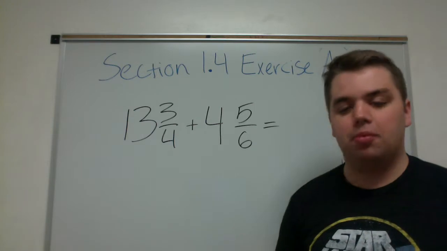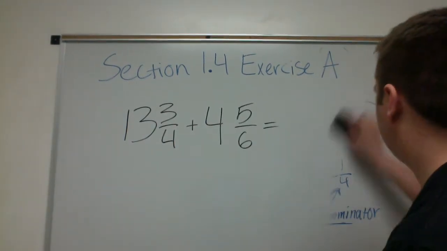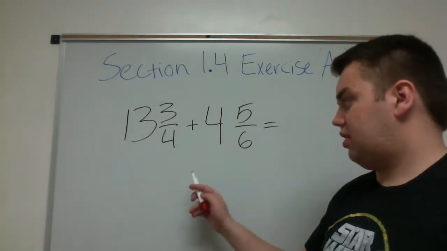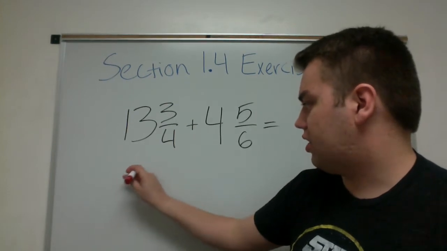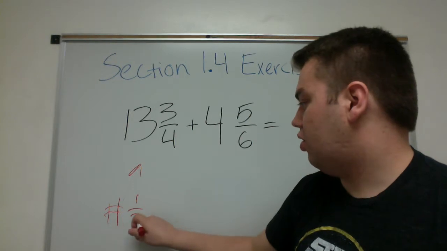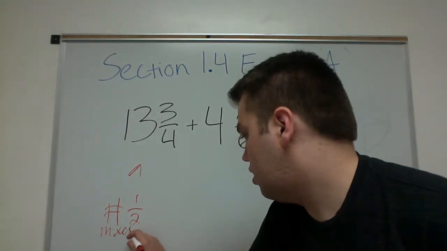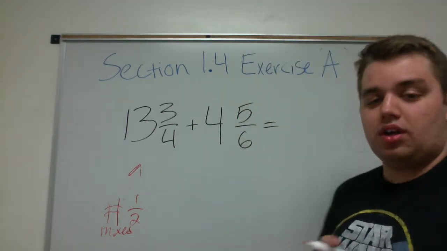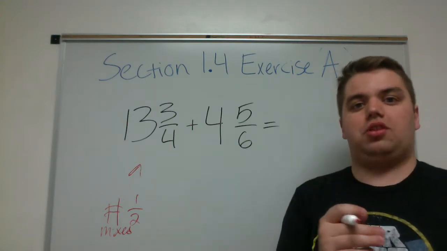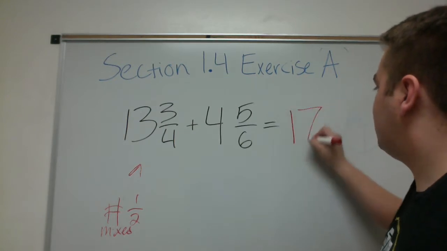I think this is problem number 18 in the book, and it's just a very basic adding problem of fractions. So first we start off, these fractions right here are called mixed fractions because they have a big number and then they have a small number. So we call them mixed fractions. When it comes to mixed fractions, we can just take the big numbers and do normal addition. So 13 plus 4 is going to give us 17.